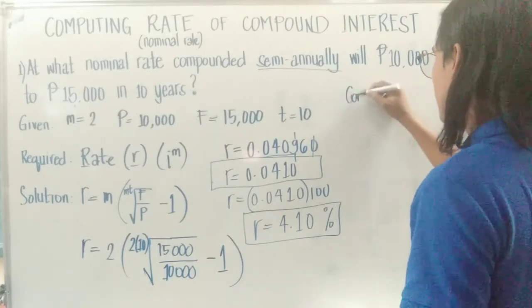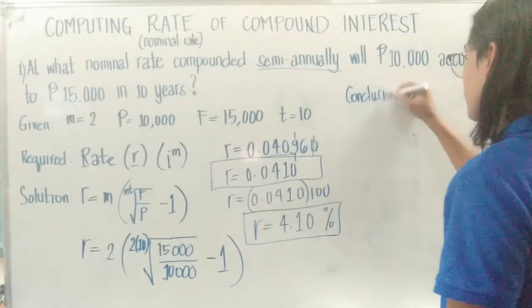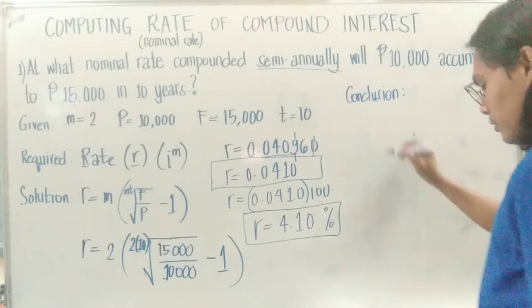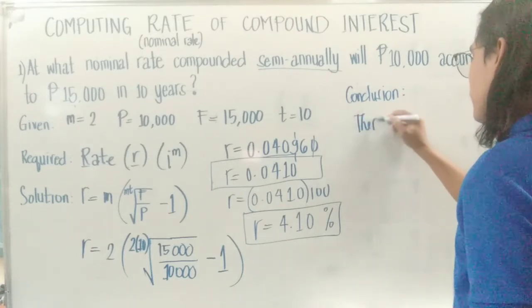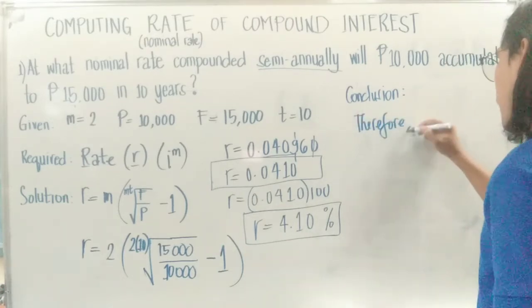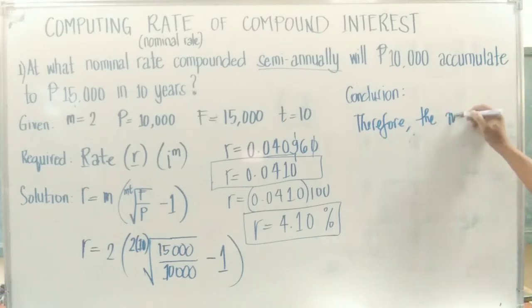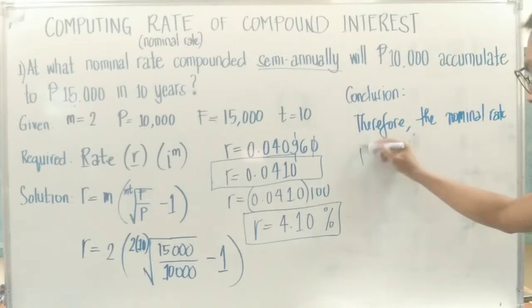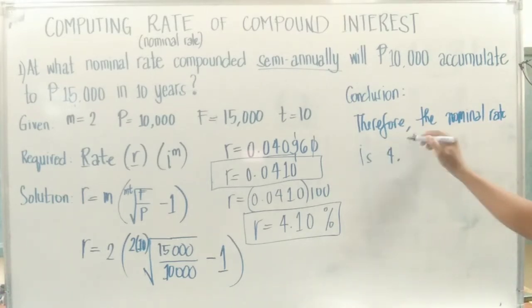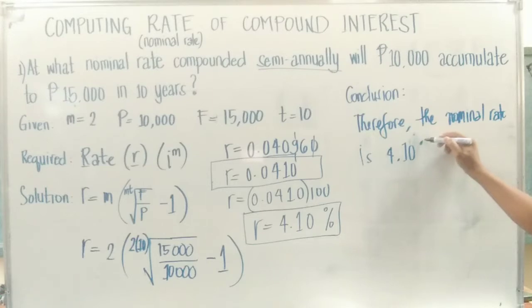So for your conclusion, very easy. Therefore, the nominal rate is 4.10%.